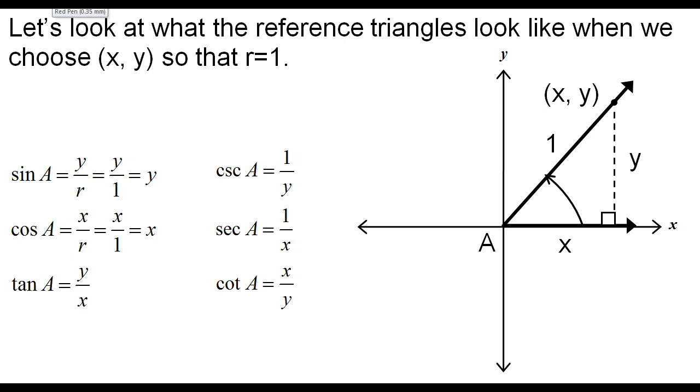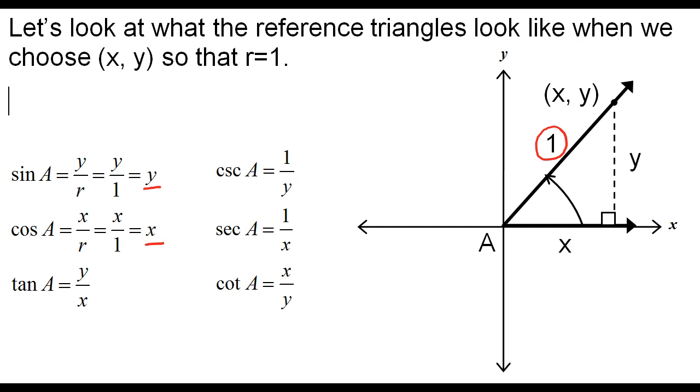Okay, let's look at what happens when, instead of r changing depending on what x and y are, we freeze r at 1. Let's go over to our definitions. If r is 1, then y over r becomes y over 1, which is just y. Cosine of a, instead of being x over r, is just x. Tangent and cotangent are going to look the same, but if I take r out of the equation, it's going to look a little bit differently.